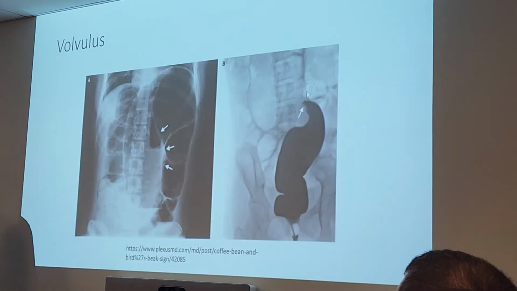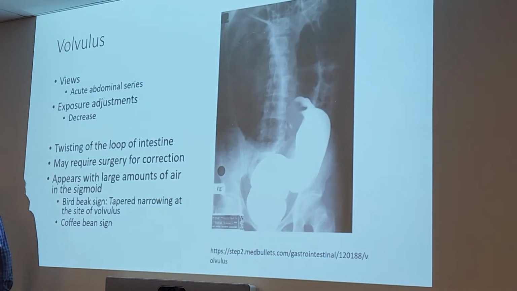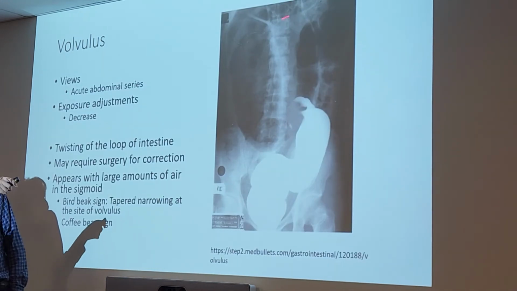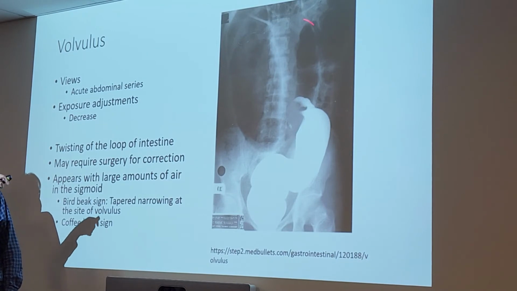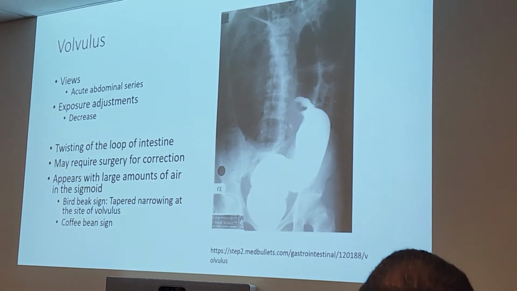Okay. So, can you go back? Sure. Thank you. So this is your coffee bean sign, and this is your bird beak sign. So what's the difference? Intussusception is folding in on itself like this. Volvulus is a twisting.